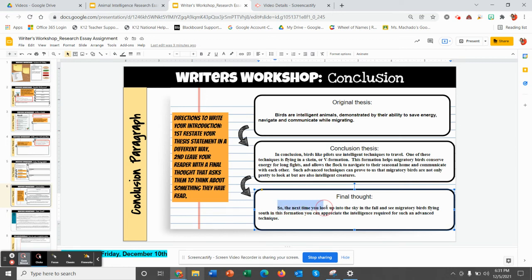So the next time you look up into the sky in the fall and see migratory birds flying south in this formation, you can appreciate the intelligence required for such an advanced technique. So our final thought asks our reader to think about something or suggests to our reader to do something. And that is usually the last sentence of our research essay.